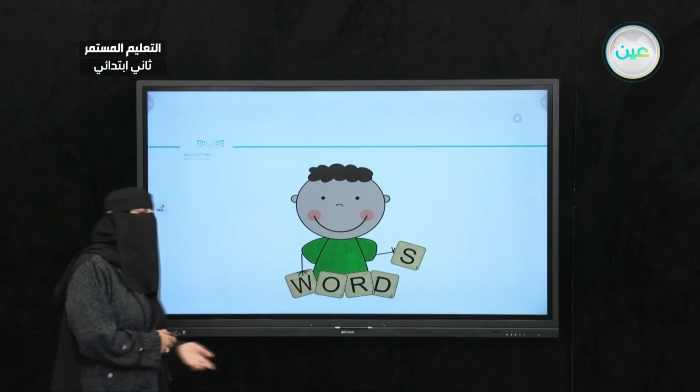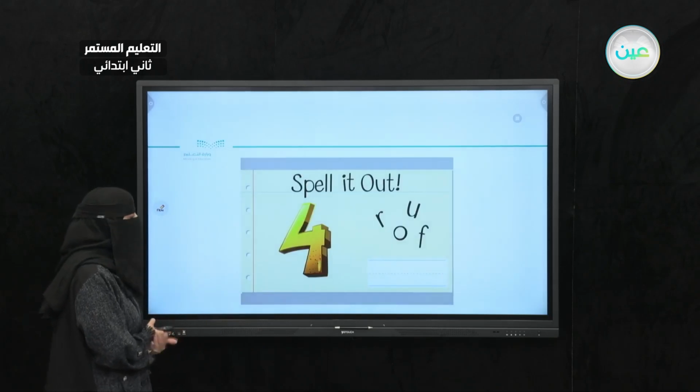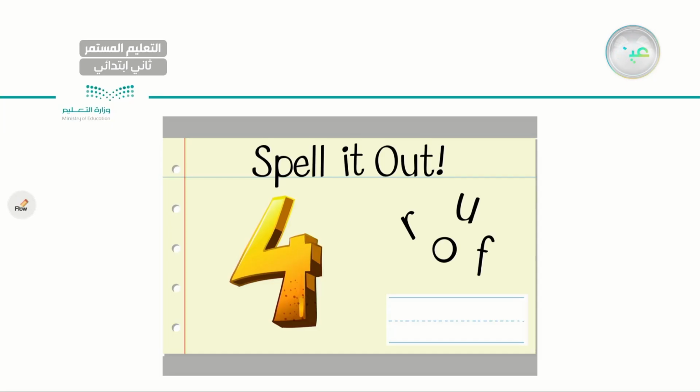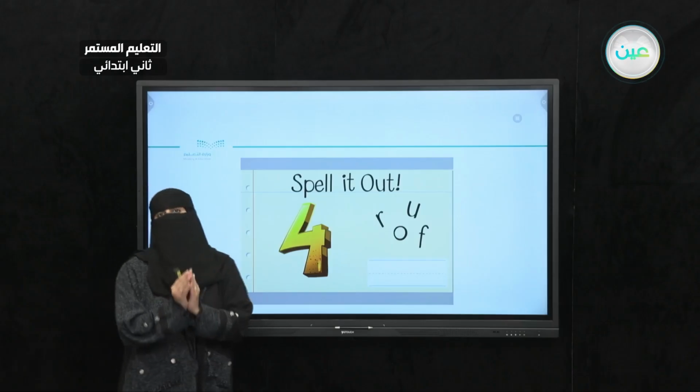Okay, let's do the same with different letters. As you can see, let's try to spell it out. I try to help you here by giving you a number. So I have letters R, U, O, and F. Okay, I just spelled the letters for you. Let's try to form a word.